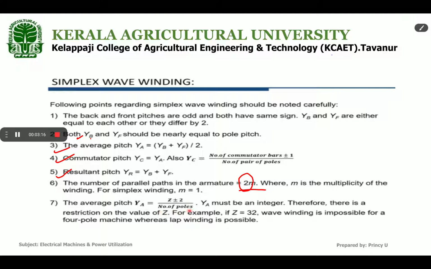Okay, the average pitch should be calculated by using this equation, Z plus or minus 2 by number of poles. And also you should remember always YA should be an integer. So for example, there is a restriction for the value of Z.